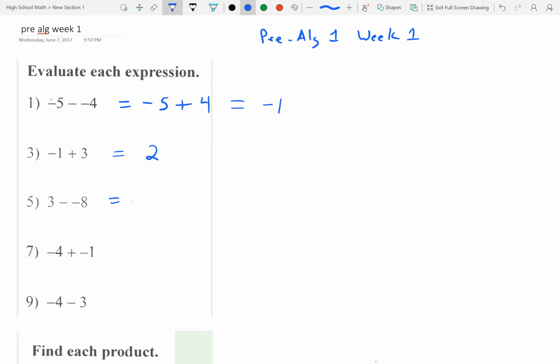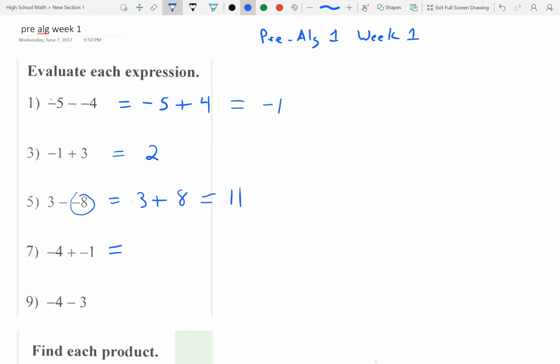3 minus -8. We change our subtraction to an addition and change the sign of the number behind. -8 becomes +8. Using our negative numbers like owing concept, if you subtract, that is, take away owing money, isn't that like giving you money? If you owed me $8 and I said, hey, you no longer owe me $8, isn't that like giving you $8? Makes sense. 3 plus 8 is 11. 3 minus a -8 is a +11.